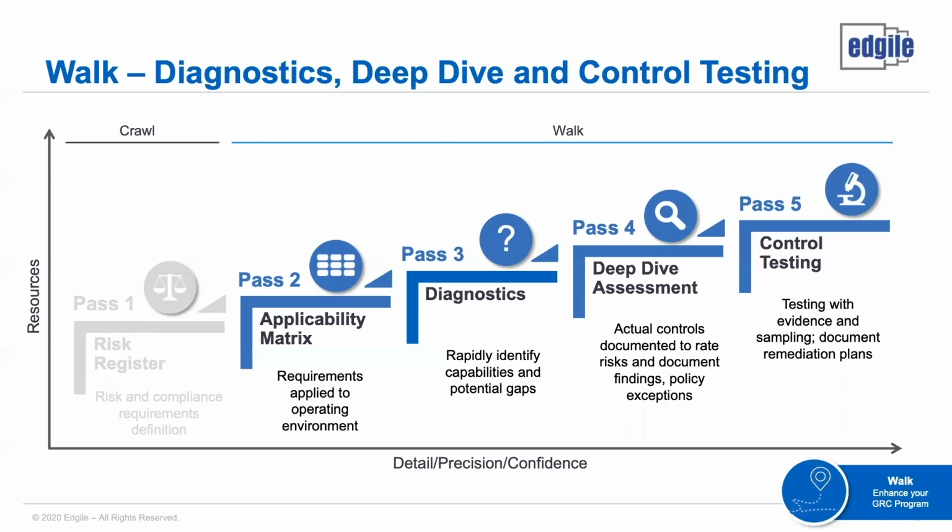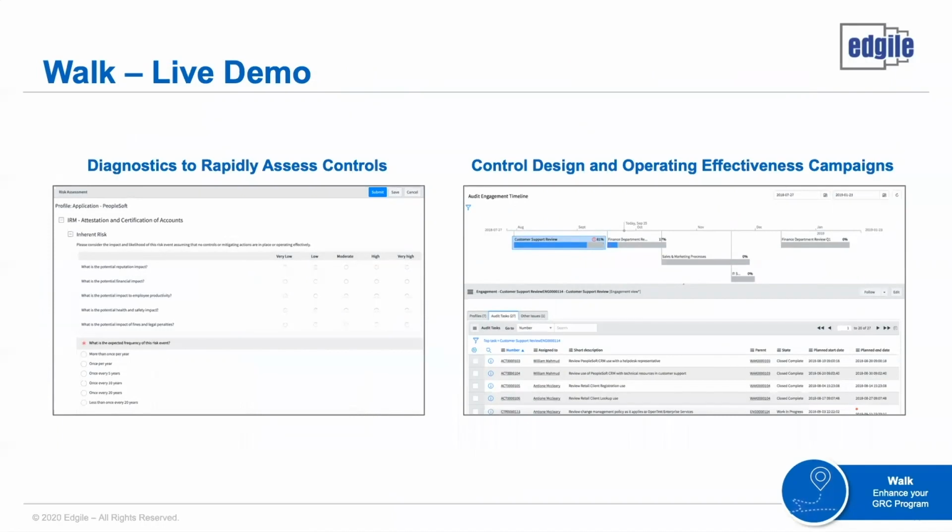Example entities are applications, infrastructure, processes, and facilities. From there, we move to Pass 3, where we rapidly identify control capabilities using a survey attestation technique that we call diagnostics. In Pass 4 and 5, we then surgically hone in on the higher risk areas to judge control design adequacy and control operating effectiveness. Let's bring this to life with a live demo highlighting both the diagnostics and control testing. Jay?